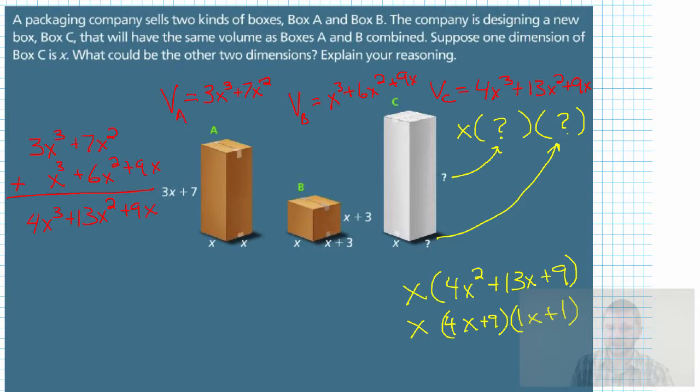Notice what we have here is the factored form of our volume trinomial, and it's written in three parts. X representing one of our dimensions for box C, 4x plus 9 representing a second dimension, and x plus 1 representing the third dimension of the box C.